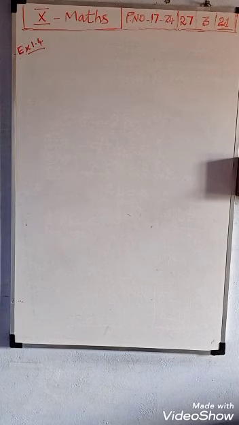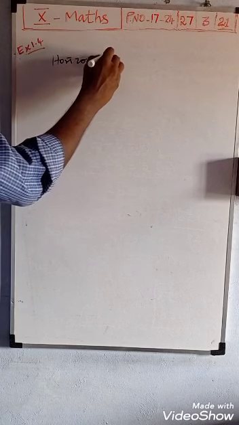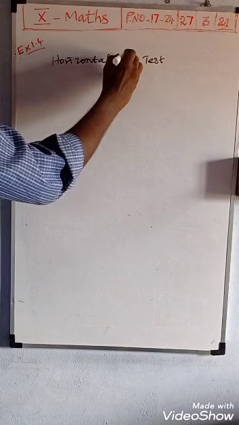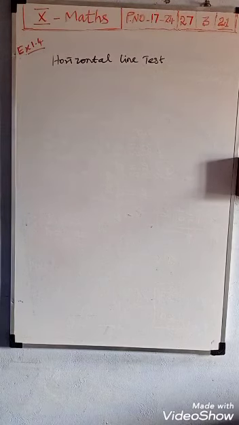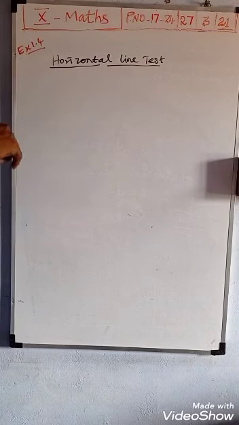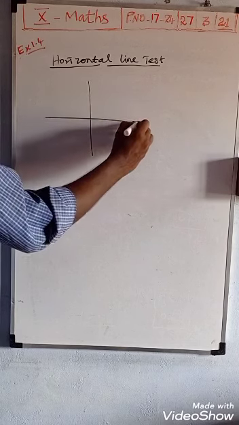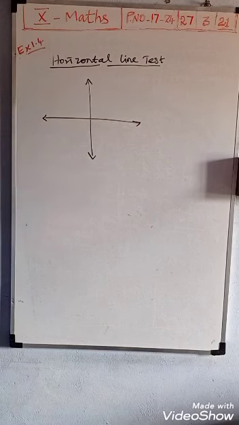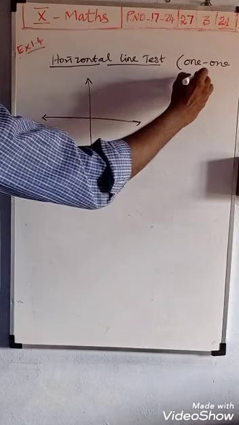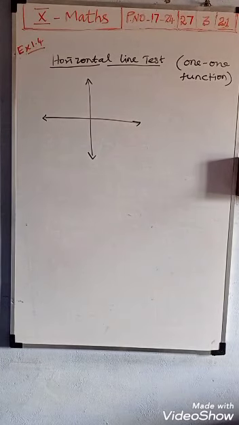Next we are going to discuss the horizontal line test. In earlier classes we discussed the vertical line test. In the same way, here is the horizontal line test. You draw one horizontal line. For example, to check whether any one of the graphs is a 1-1 function or not, we use the horizontal line test.